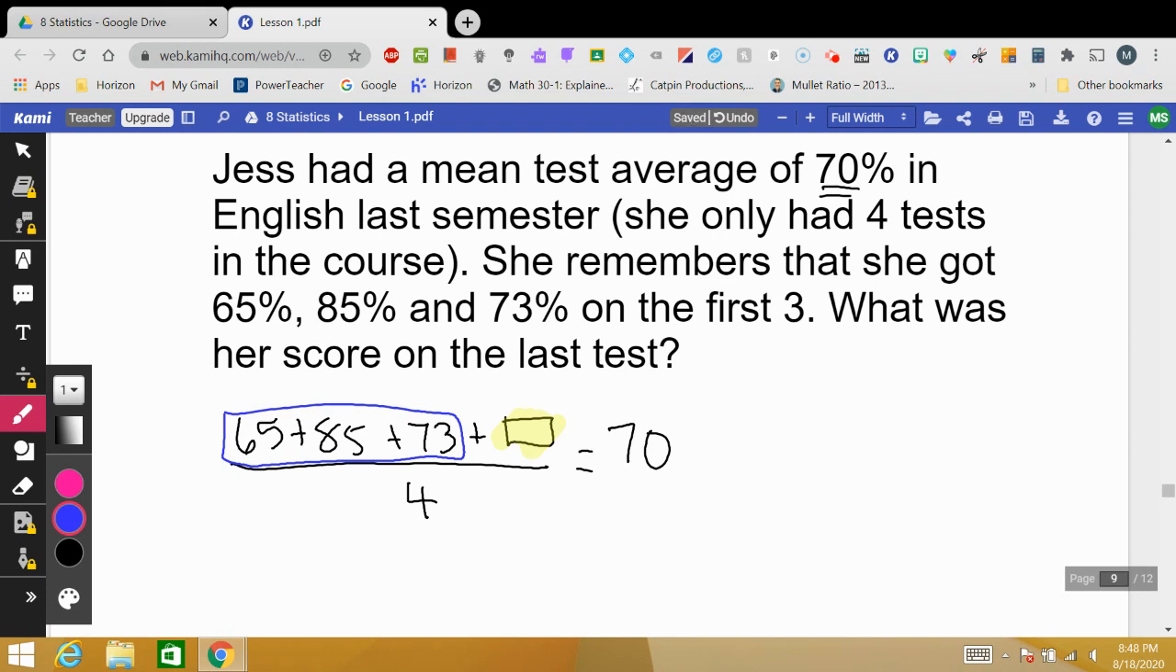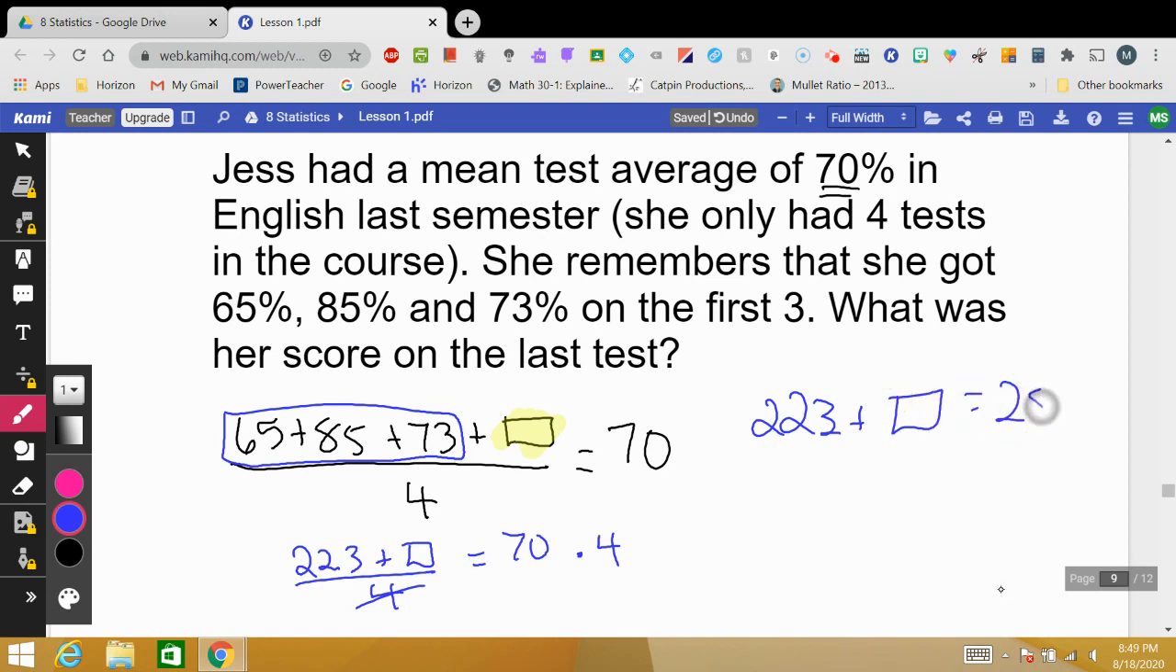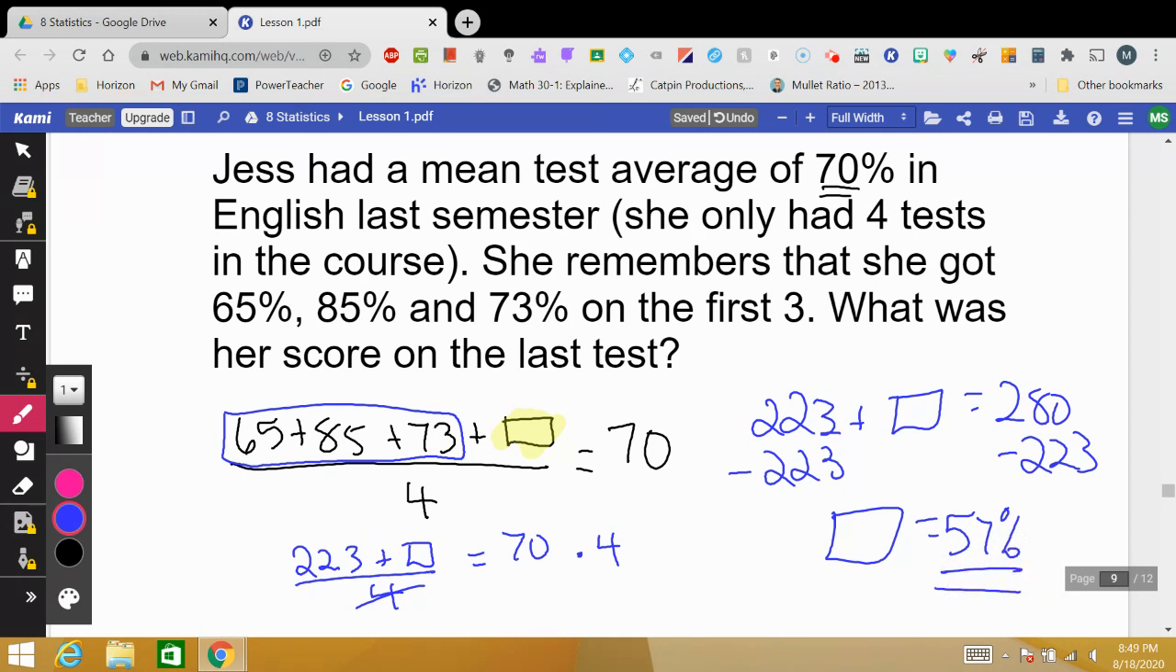So that is 223 plus something divided by 4 equals 70. Now we're going to move that divided by 4 over. So how do I do that? I'm going to times by 4. So I've got 223 plus something is 280. And now I just have to minus that 223. So what was her last test score? Well, it was 57%. Her 4 test marks were 65, 85, 73, and 57.